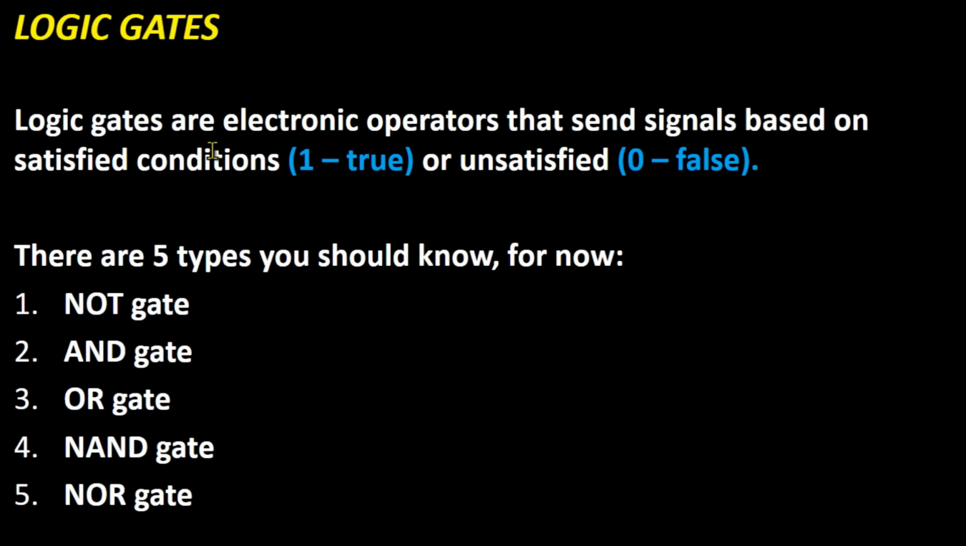Logic gates are electronic operators that send signals based on satisfied conditions, which means 1 or true, or unsatisfied, 0 or false. So it uses a kind of binary language. There are 5 types of gates that you should know for now: a NOT gate, an AND gate, an OR gate, a NAND gate, and a NOR gate.